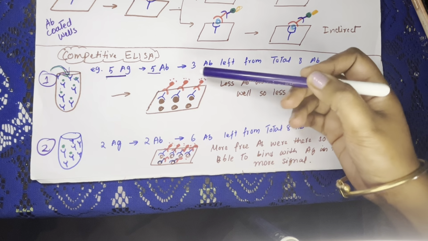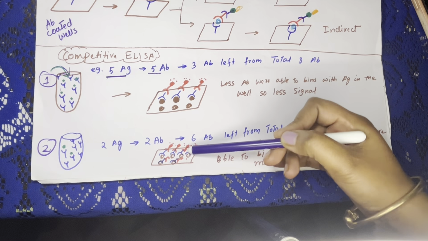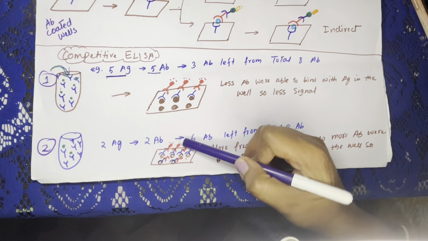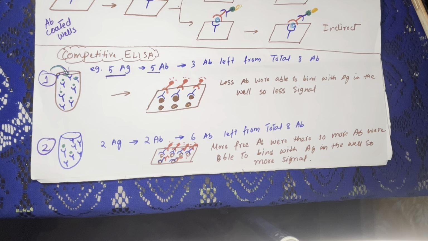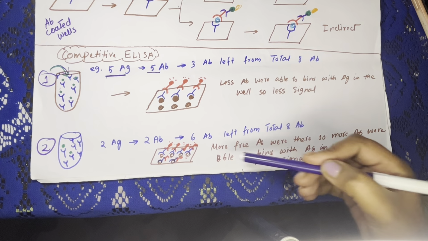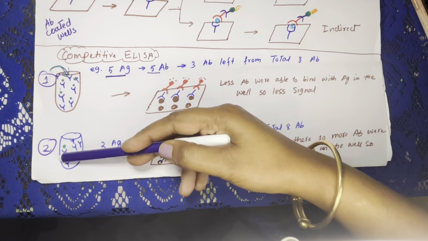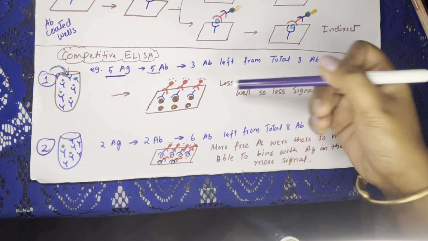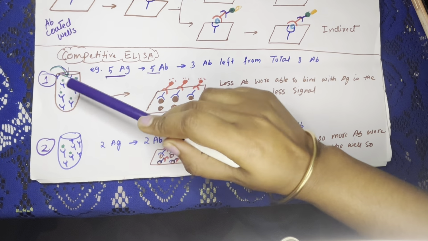So 6 will be definitely more than 3, right? So 6 secondary antibodies will also bind, 6 enzymes will also bind, and 6 substrates will also bind, and thus more chromogenic substrate will give us color. So here we'll see more color. More signal is indicating fewer antigens or less infection. Less signal is indicating more antigens or more infection.